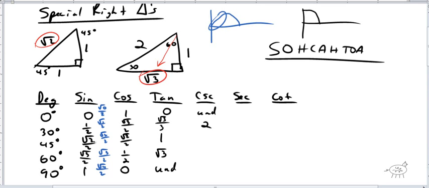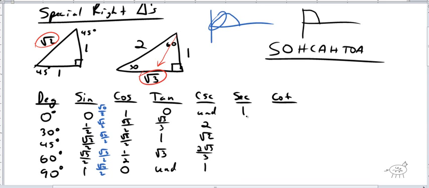If I flip 2 over root 2 and rationalize it, I just get root 2. If I flip 2 over root 3, I get 2 root 3 over 3. And if I flip 1, I get 1. So that's how I remember that. All right. Well, secant of 0 is 1, right? Because that's flipping over cosine.